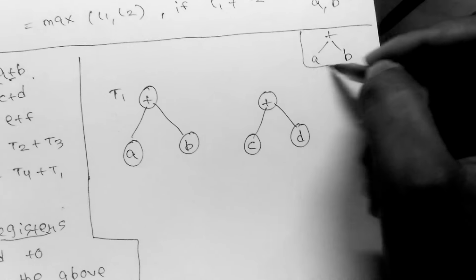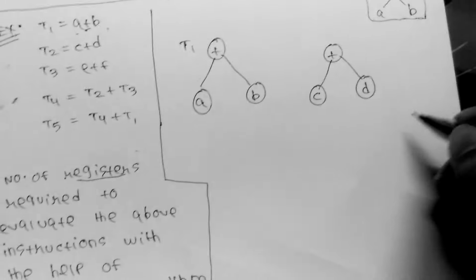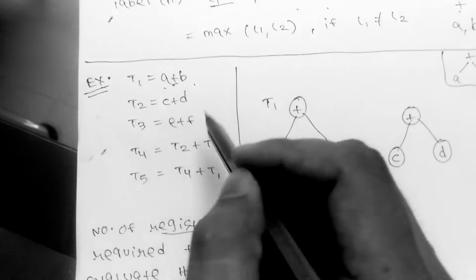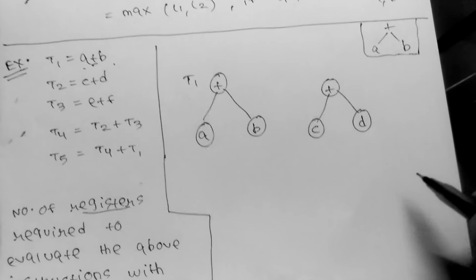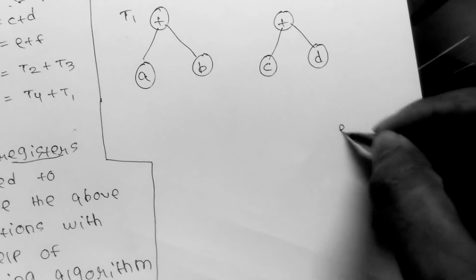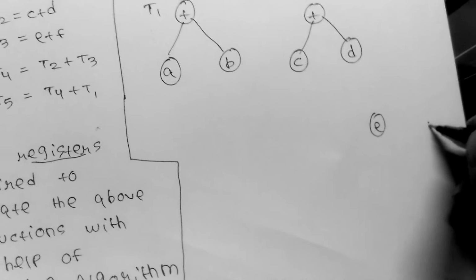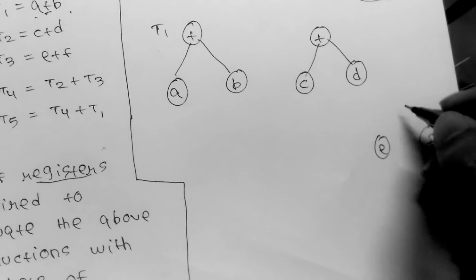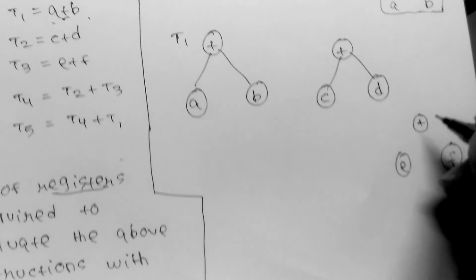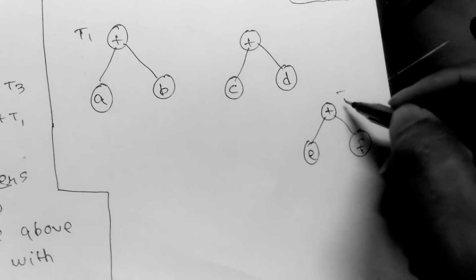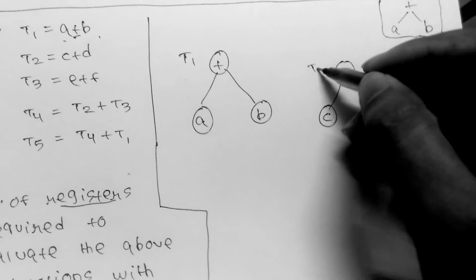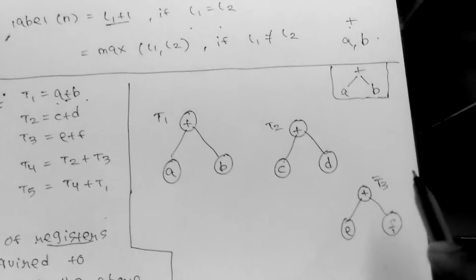Now our third expression, forget about this, it is not included in our example. In the same way, what is our third instruction? T3 = E + F. Now we will construct one more tree. T3 = E plus F. This is our T3 and this is our T2. Okay, now we have constructed these three instructions.